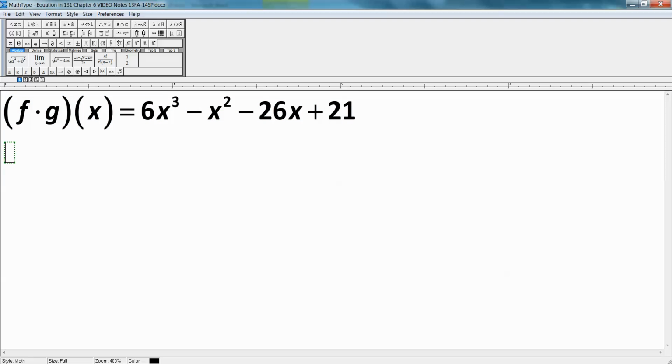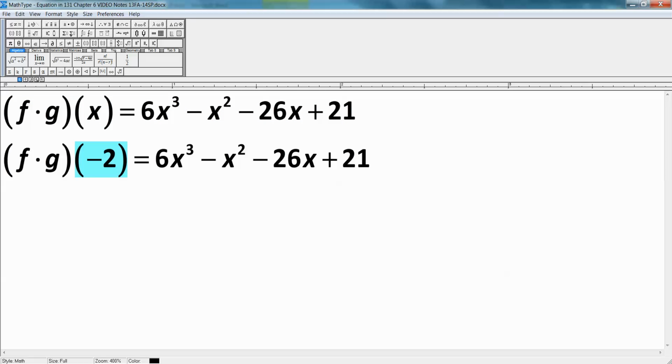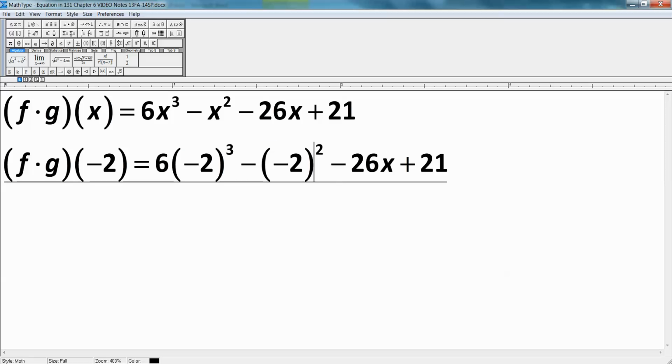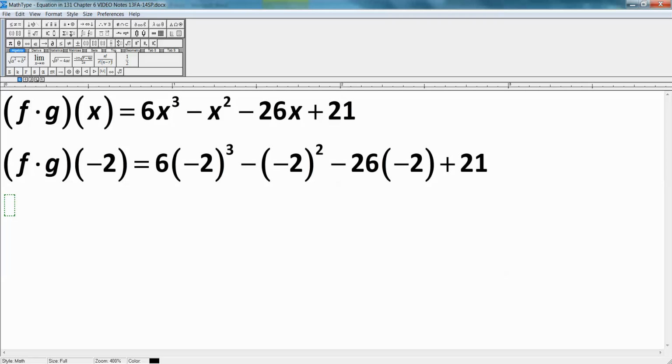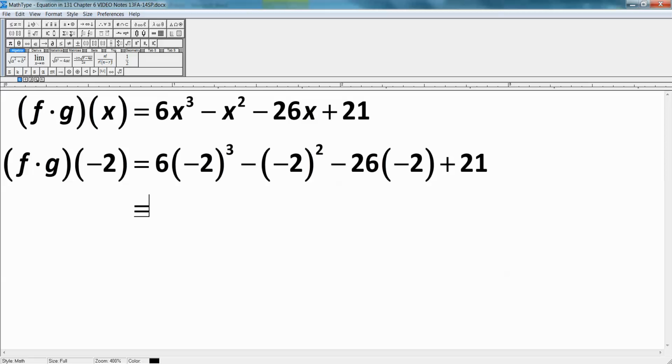I'll put it right here. So they want -2, so I'm going to take -2 and substitute it everywhere there's an x. So it's going to be parentheses -2, parentheses -2, parentheses -2. Always remember that when you substitute with a negative, you want to use parentheses, right? It will keep you from making big mistakes.